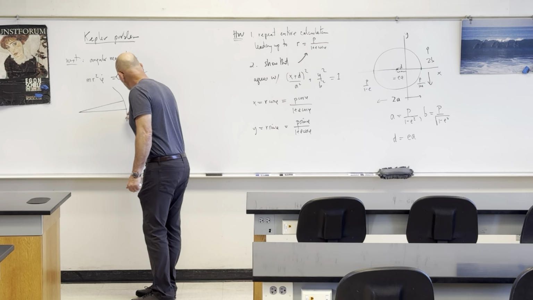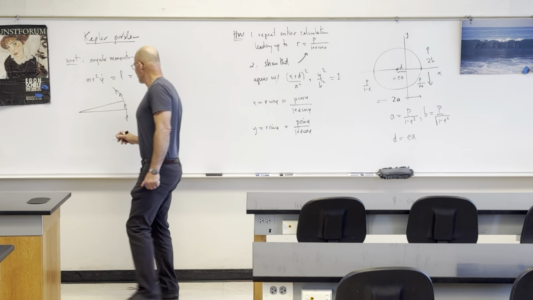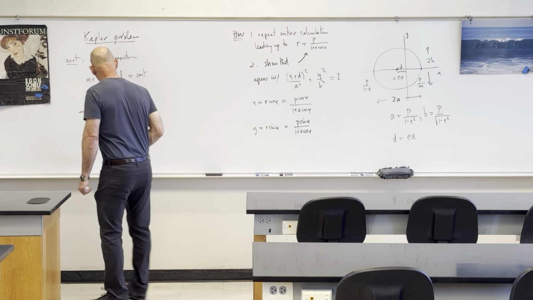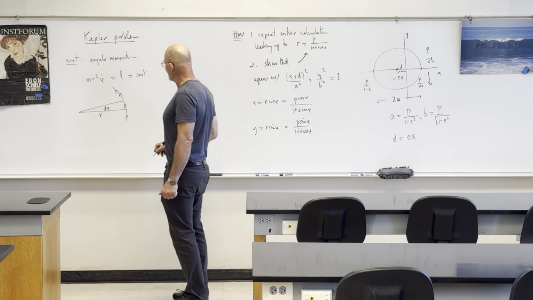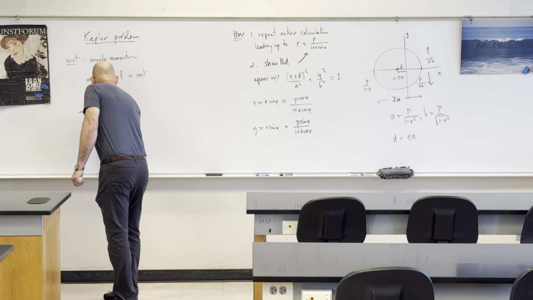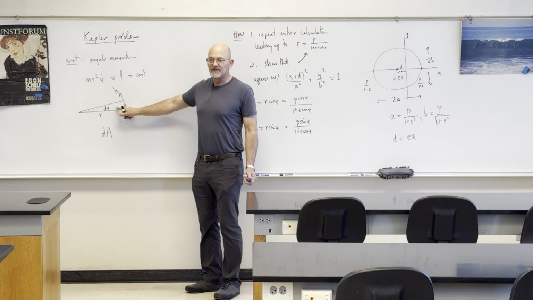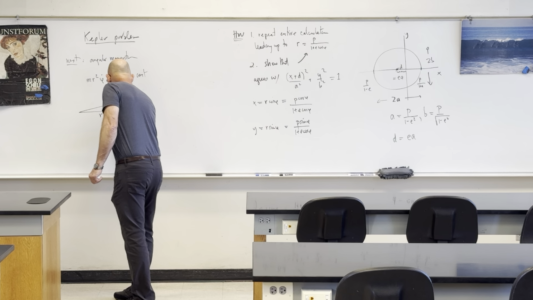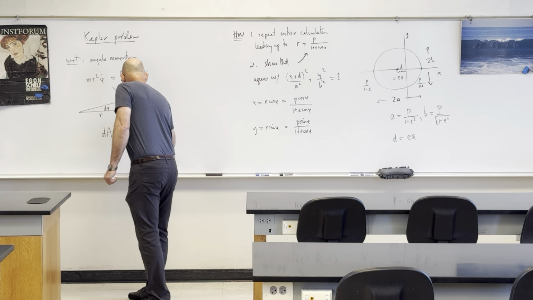Imagine this is a section of the trajectory, and this here is d phi. This is r d phi. Then what we have is an infinitesimal area, the area of that little triangle, that little wedge there, which is part of the orbit. So dA is equal to 1/2 r squared d phi.